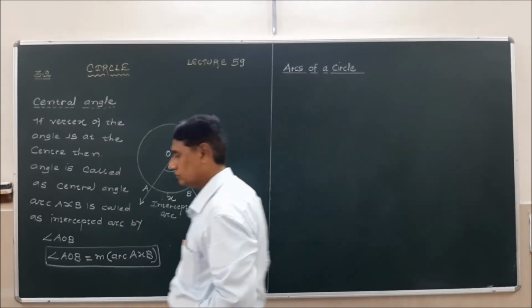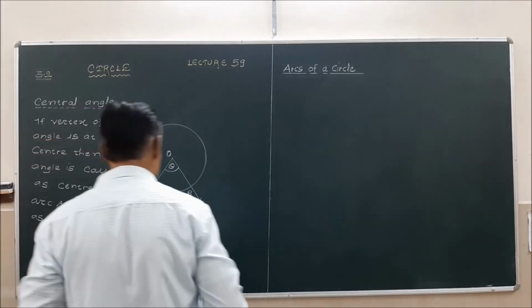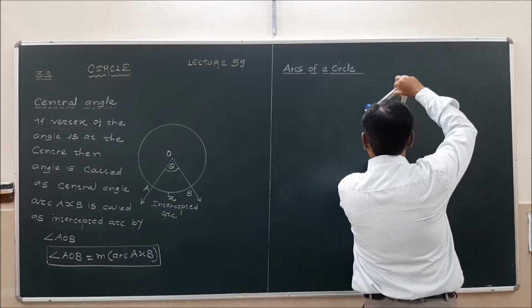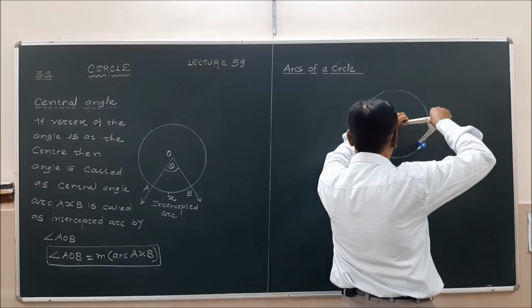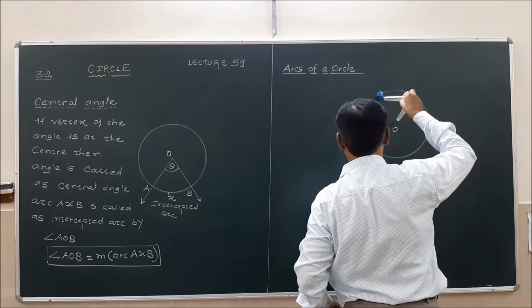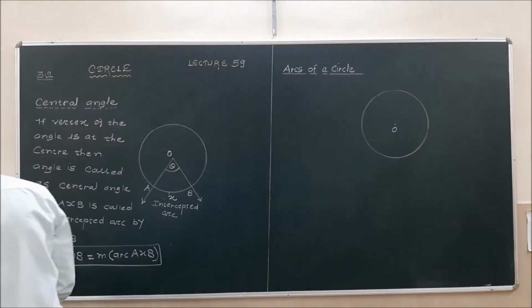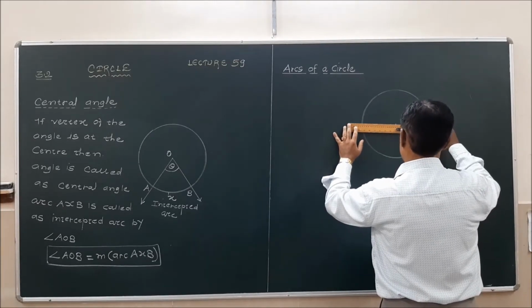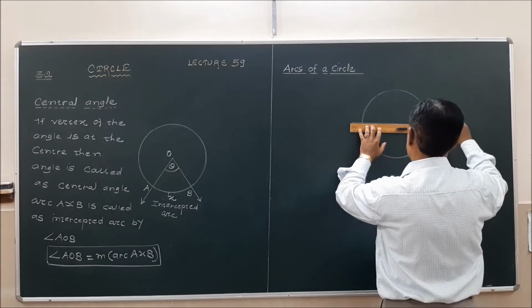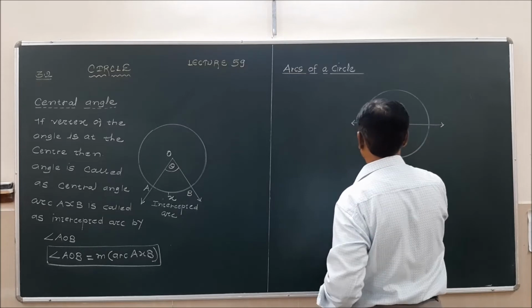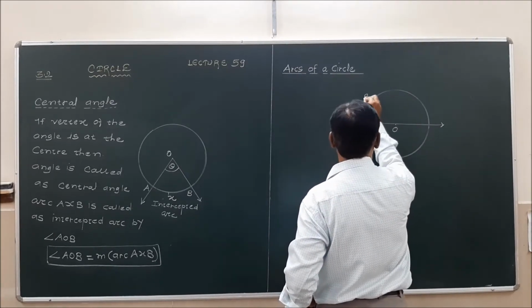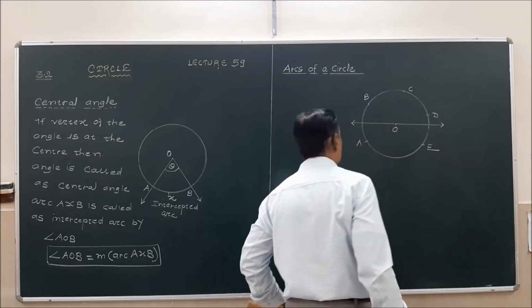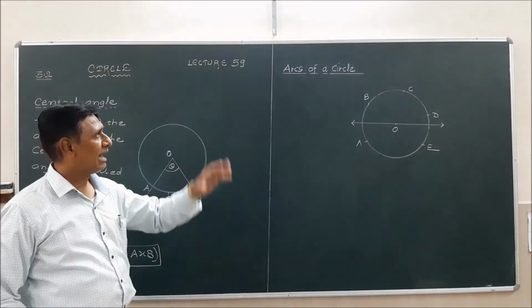Now, arcs of a circle. Again, if I take O as a center, if I draw a circle with center O, these are the different points I have taken on the circle.